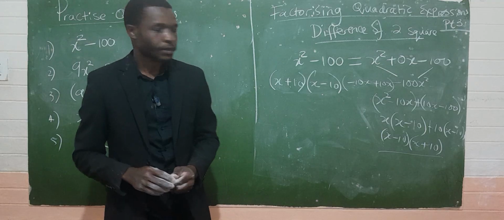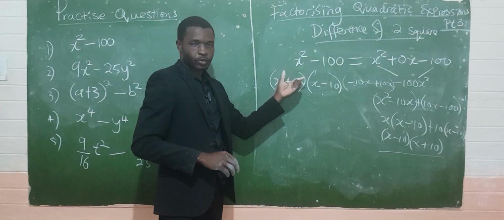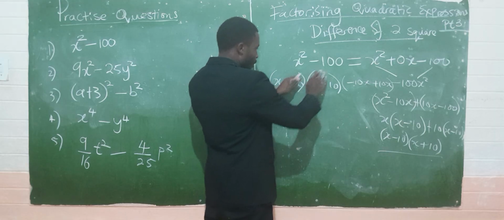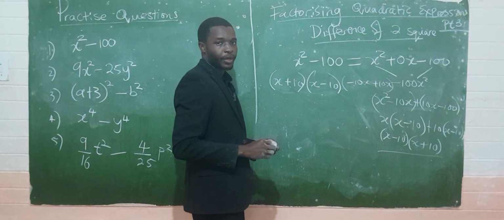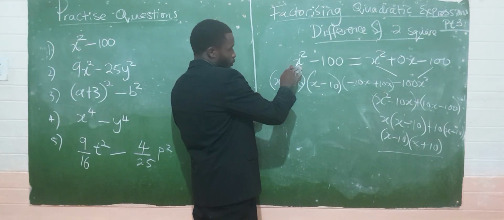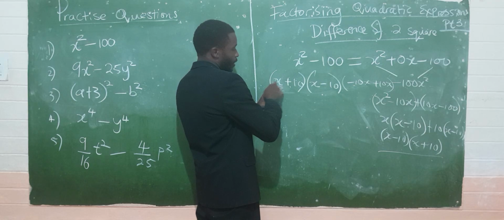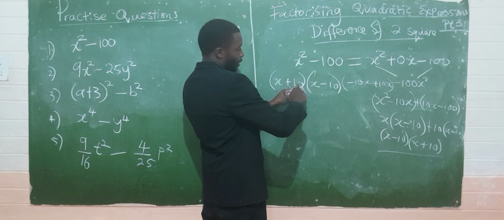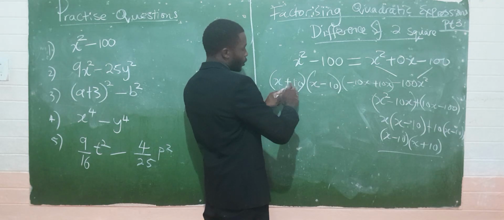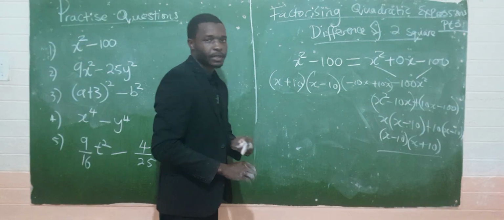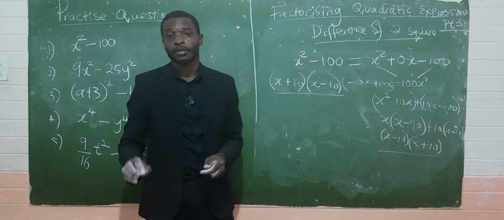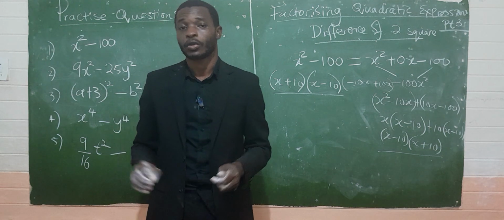I'll repeat the steps. When you have difference of two squares, first thing, open two brackets, 1, 2. And when you're done, find the square root of this, which is x. You write it here and you write it there. Find the square root of this. You write it here and write it there. Put a plus and put a minus and underline the answer. Your teacher will be happy, I will be happy, and everyone will be happy.